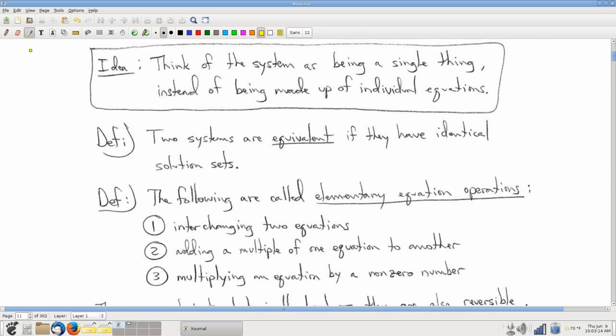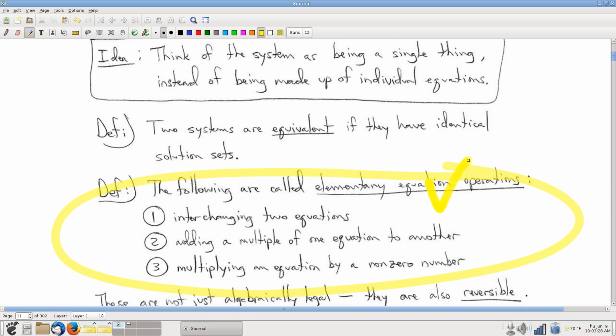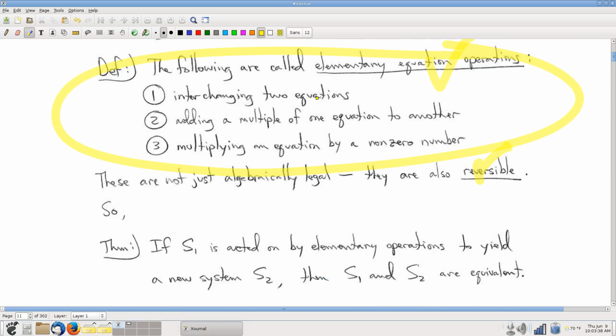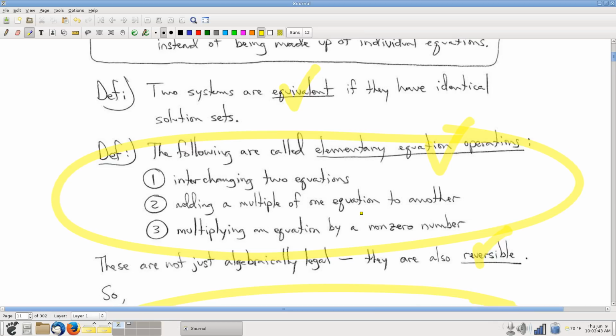We're going to think of a system of equations as a single thing, as a system, and we're going to apply elementary equation operations to a system to turn it into another system. And because elementary equation operations are reversible, it will follow that they are equivalent as per the theorem that we just proved, as per this one. And therefore, the solutions that I find to the second system are the same as the solutions to the original system that I was interested in.